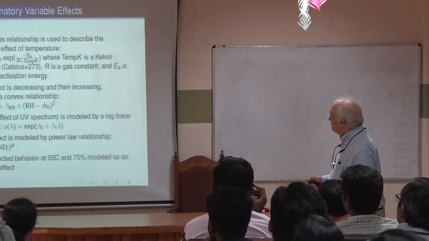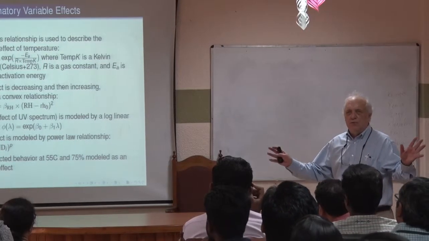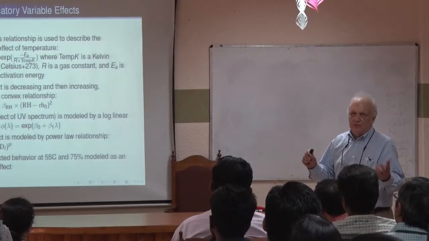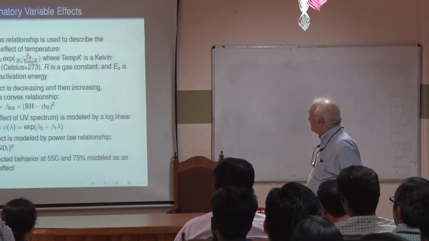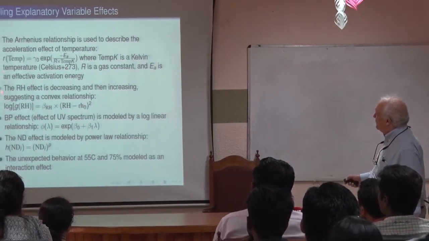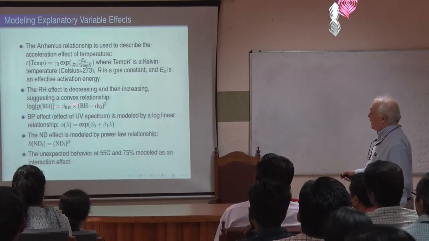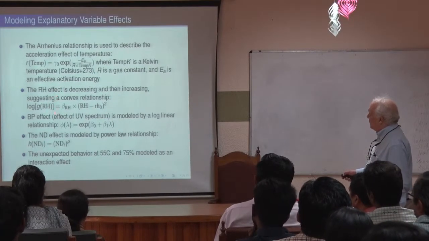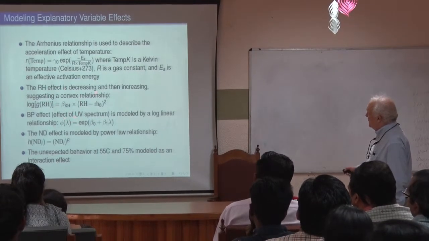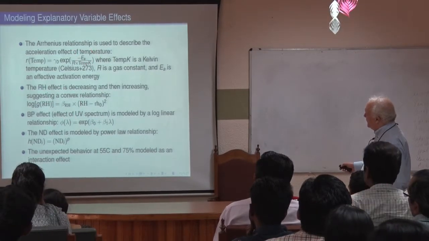The log of a chemical reaction rate is proportional to reciprocal Kelvin. So it's very commonly used in accelerated testing where there's temperature acceleration. The relative humidity effect, as I said, we don't have any science for that, so we just fit this quadratic model here. And here's the coefficient that we will estimate. Here's the coefficient we estimate here.